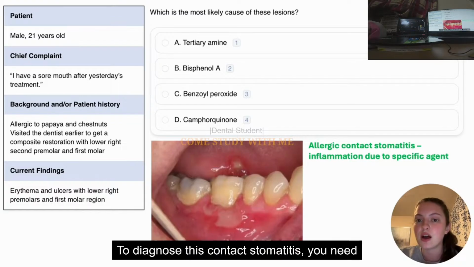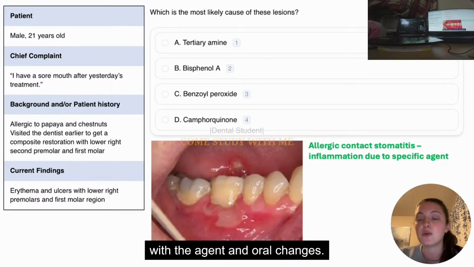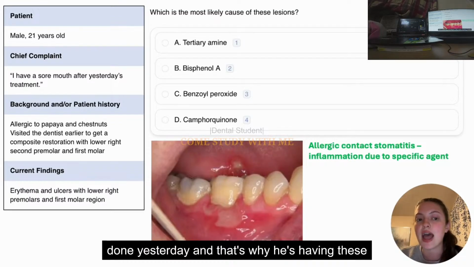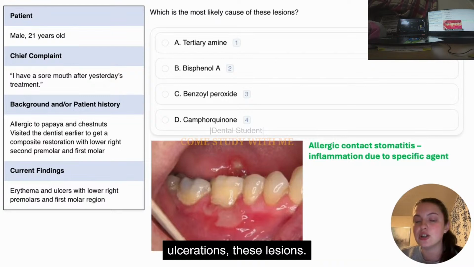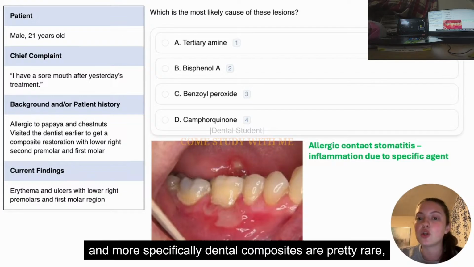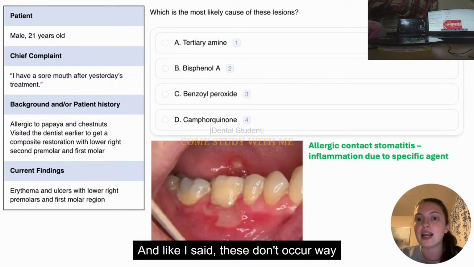To diagnose this contact stomatitis, you need to identify the temporal relationship between contact with the agent and oral changes. So as we're seeing, this patient just had these restorations done yesterday, and that's why he's having these ulcerations, these lesions. If he had this done 3 months ago, he's not going to have this reaction. Now, although allergies to dental materials, and more specifically dental composites, are pretty rare, they are known to occur. And like I said, these don't occur way after the placement of the restoration.